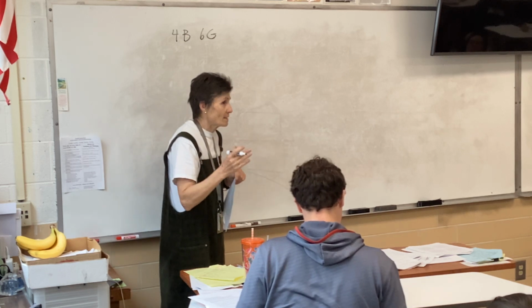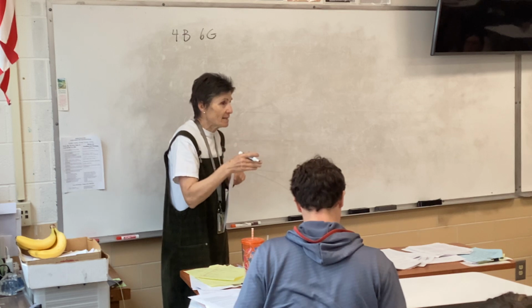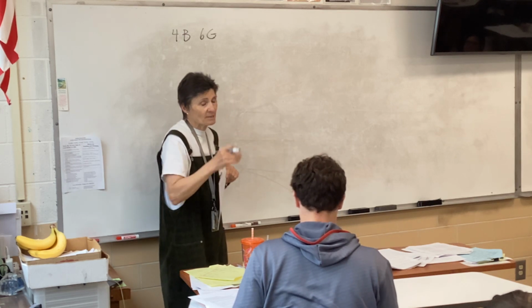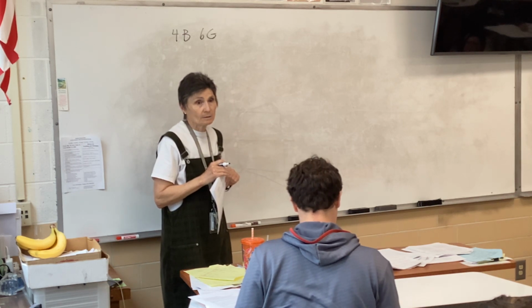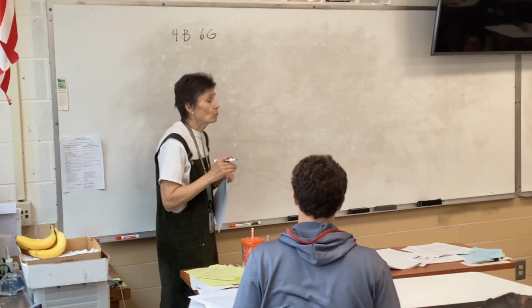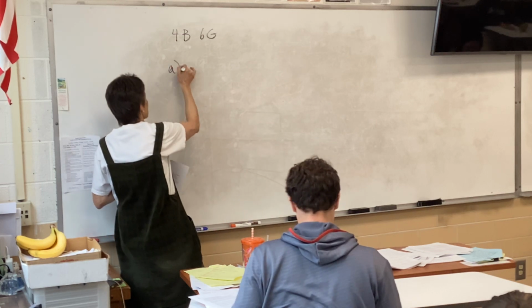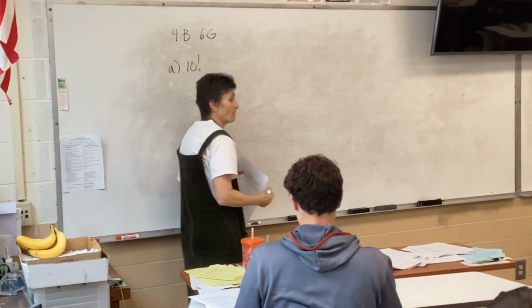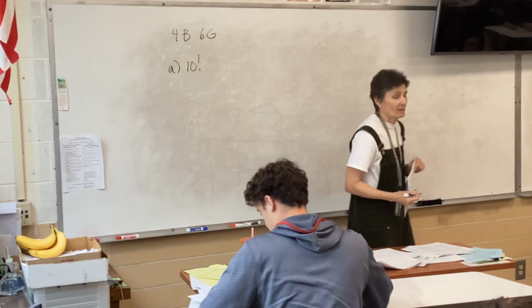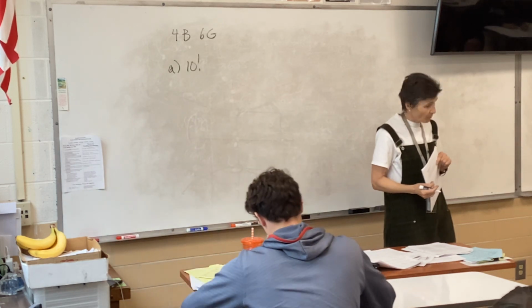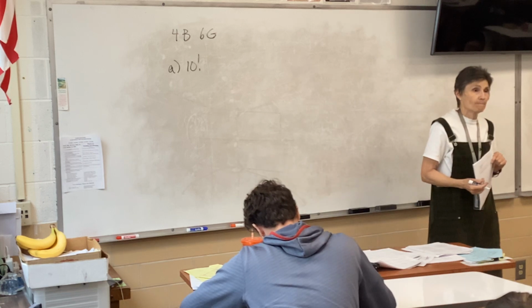You shouldn't be pausing. This is easy. How many kids are there? 10. How many ways can you arrange 10 things in a row? 10 factorial. Guys, that is one of the fundamental things. You need to know when you arrange in a row, it's n factorial.